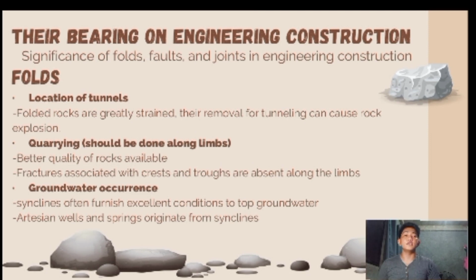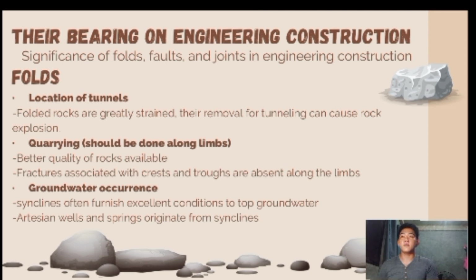Their bearing on engineering construction. Significance of faults and joints in engineering constructions. Folds: location of tunnels, quarrying, groundwater occurrence, laying roads and railway tracks along hill slopes, oil, gas, and ore deposits. Location of tunnels. Folded rocks are greatly strained during removal for tunneling because it can cause rock explosion. Along crests of folds, the rocks are in tension, therefore they are highly unstable.